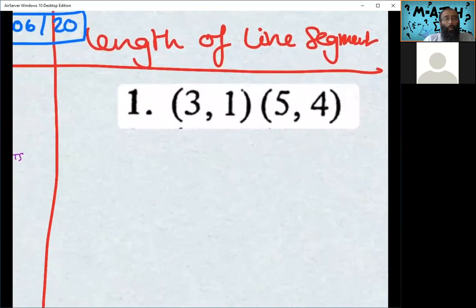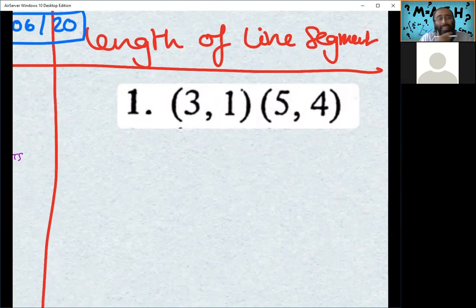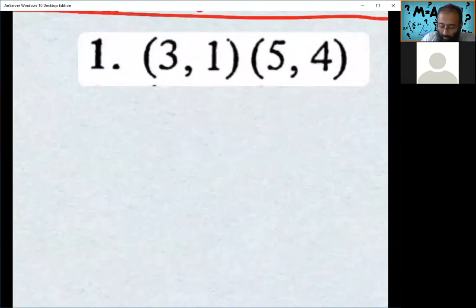Now, the same points in the exam, they can ask you to work out the length of the line segment. The length of the line segment basically means if you were to join the 2 points up together, how long is that line?